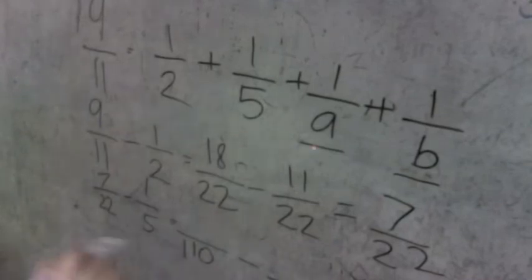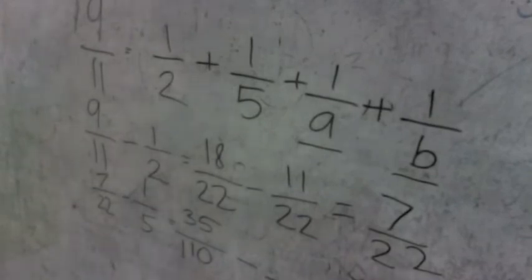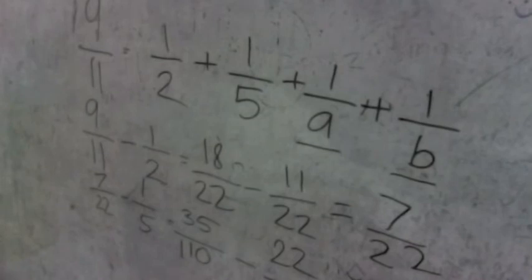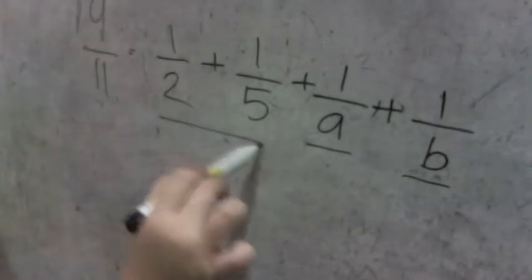And it's 35, and it's going to be 22, which is going to be 13 over 110. I'm going to erase this part first. So far we've finished this part, but we need to find this part.